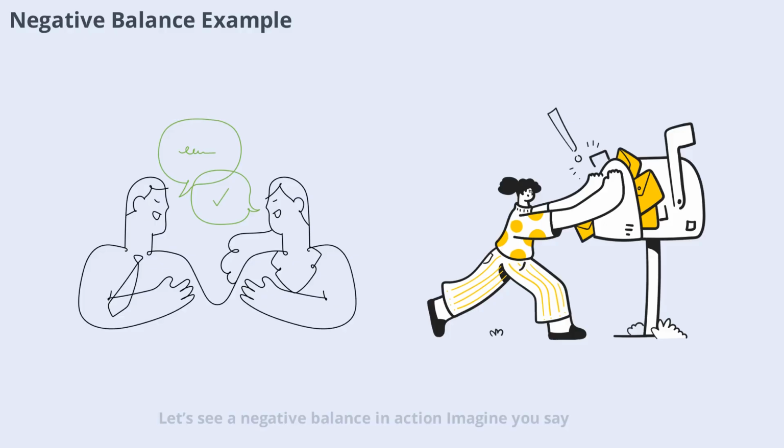Let's see a negative balance in action. Imagine you say, "You are coming to the party, aren't you?" The main statement is positive and the tag is negative. This structure is used when you expect the listener to agree with you. It's a friendly way to confirm information you believe to be true. Using this pattern makes your English sound more natural and engaging.